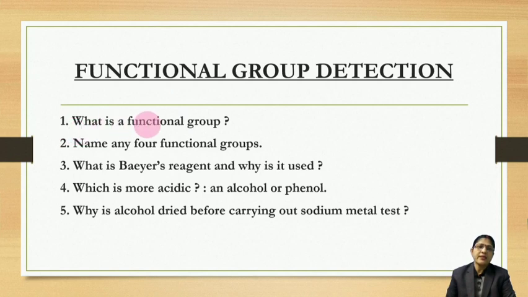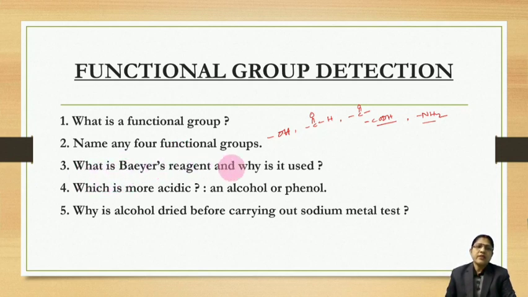Question number 1, what is a functional group? A functional group is an atom or group of atoms that determines the properties of an organic compound. Any four functional groups, you can say: alcohol OH, carbonyl group C=O, if H is attached then aldehyde, or if both alkyl groups are attached, then ketones. Then carboxylic acid COOH group, amines NH2 group, right? In this way any four you can write.